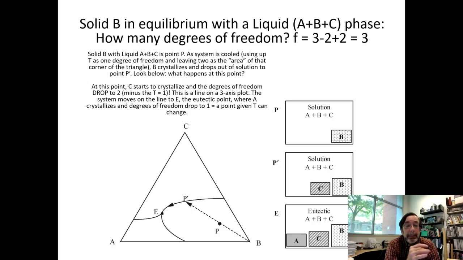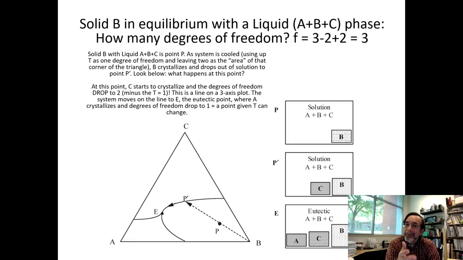And again, the temperature can change, but if we're not doing anything else to the system, changing the temperature will cause it to stay on that line. It's going to stay on the line where you have both phases present. Once the phase appears, then you have lost a degree of freedom that before you had, because you had a degree of freedom to move around in the two-dimensional area.